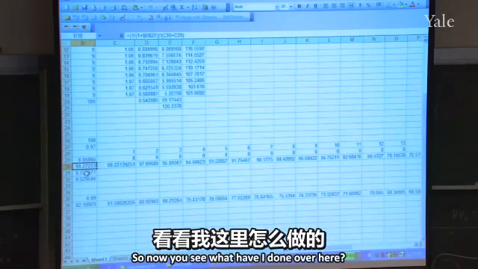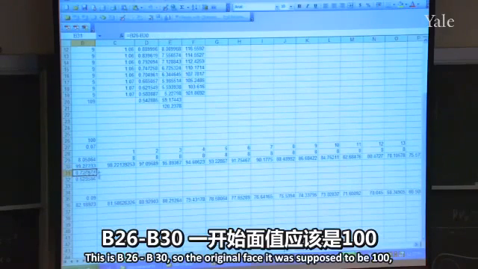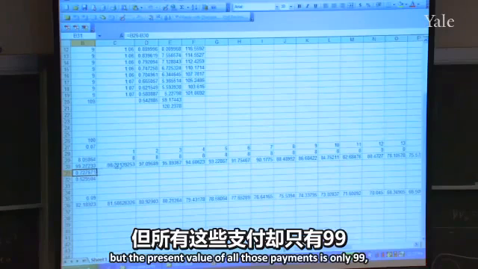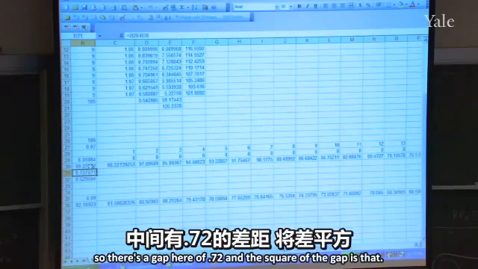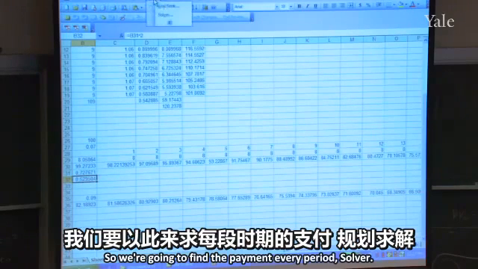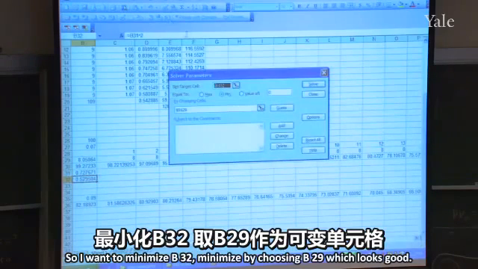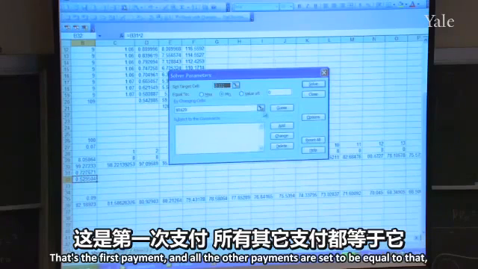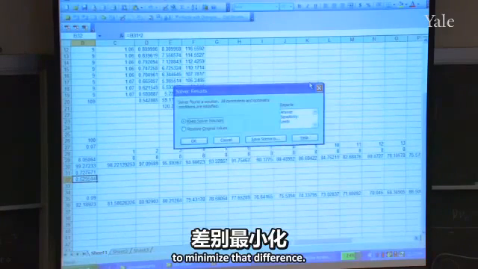Okay, so now you see what I have done over here. This is B26 minus B30. The original face was supposed to be 100, but the present value of all those payments is only 99. So there's a gap here of 0.72, and the square of the gap is there, and we want to minimize that. So we're going to find the payment every period. Solver. I want to minimize B32 by choosing B29, which looks good. That's the first payment, and all the other payments are set to be equal to that to minimize that difference.